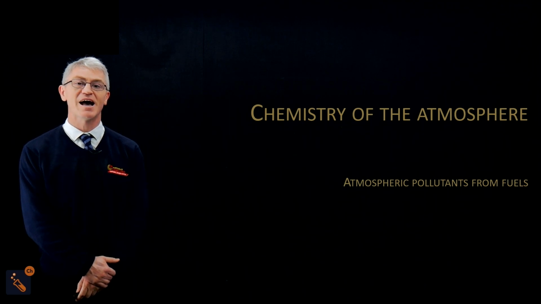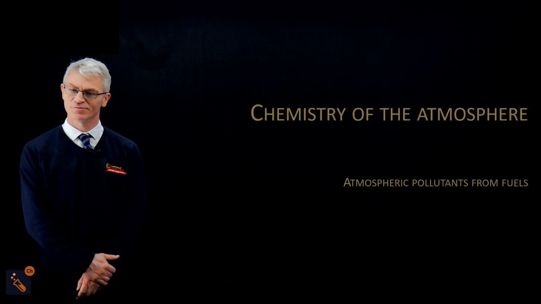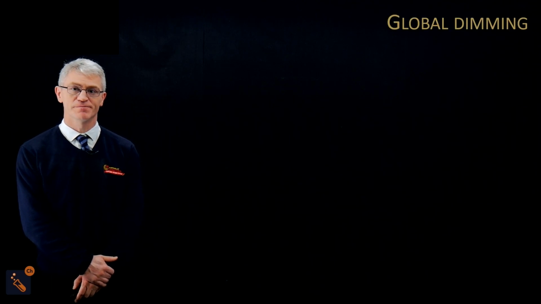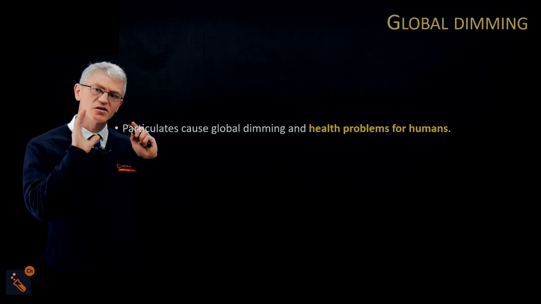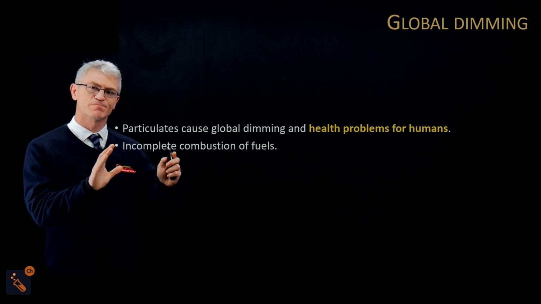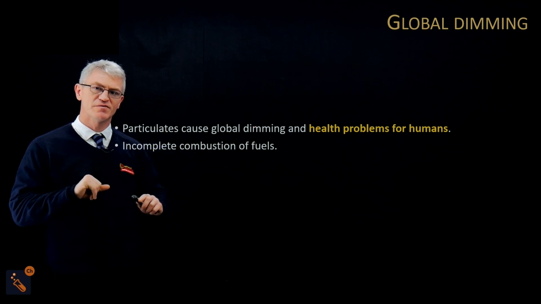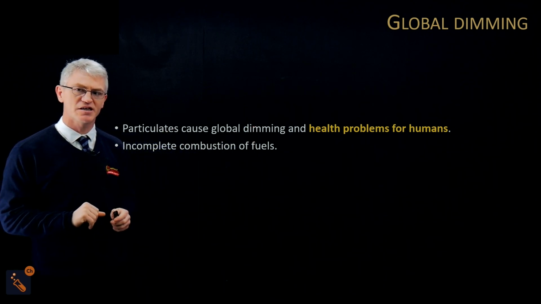In this video, we're going to talk about atmospheric pollutants from fuels when we burn them. We're going to talk about global dimming, and we'll talk about acid rain. So, global dimming happens because of incomplete combustion of fuels, and it causes health problems for humans, and that's why it's such a big issue.